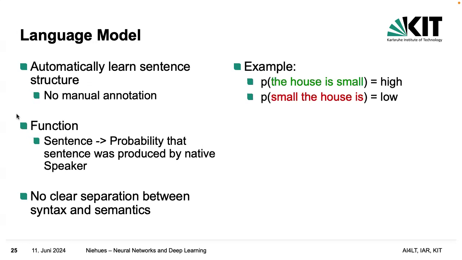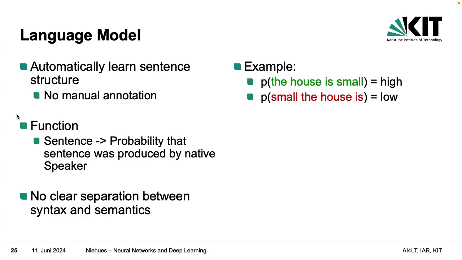The concept of language modeling is really, really old. It has been done, I think, for the last 40 years at least. Originally, the idea was we want to automatically learn the sentence structure, without manual annotation. The traditional language model tries to do that by estimating, for a sentence, how probable it is that this sentence was produced by a native speaker. So it should tell us somehow that this is a good sentence.